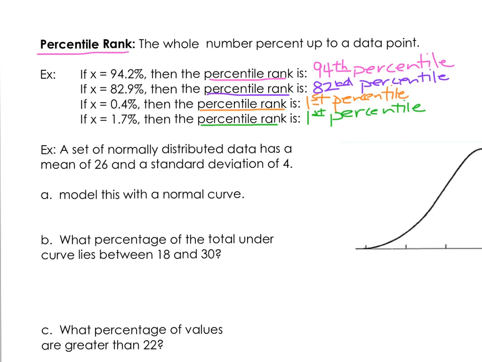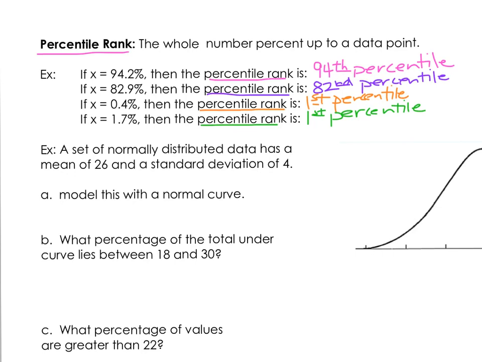All right, so we'll intersperse finding the standard deviation values along with finding percentile rank. Down below it says a set of normally distributed data has a mean of 26 and a standard deviation of 4. The nice thing with these normal curve questions is that I'll already give you the 2 data points that you need. We're not going to have to calculate the standard deviation for this. So that's not too bad.